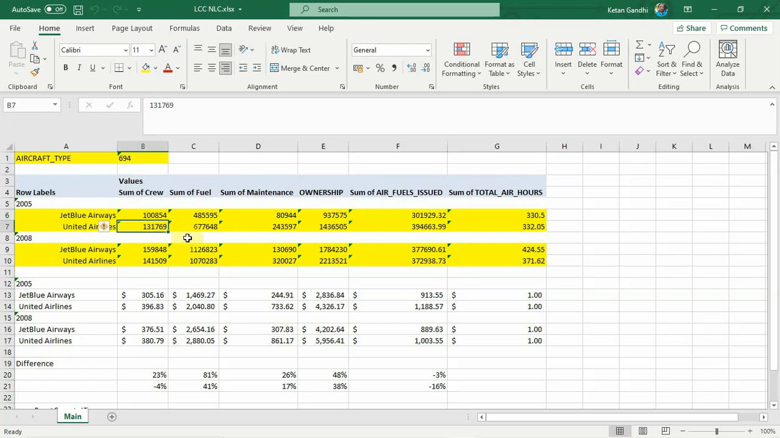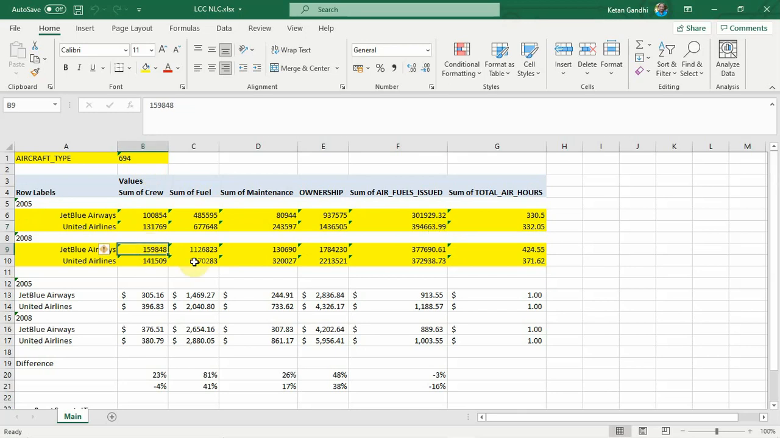It had a crew cost of approximately 1 million. The fuel cost was 6 million. The maintenance cost was 2 million, approximately, more than all that. Then the ownership cost was 14 million for that year. Then the issued fuel was 3 million, and the number of hours flown for this particular aircraft 694 for United Airlines was 332 hours for that year 2005.